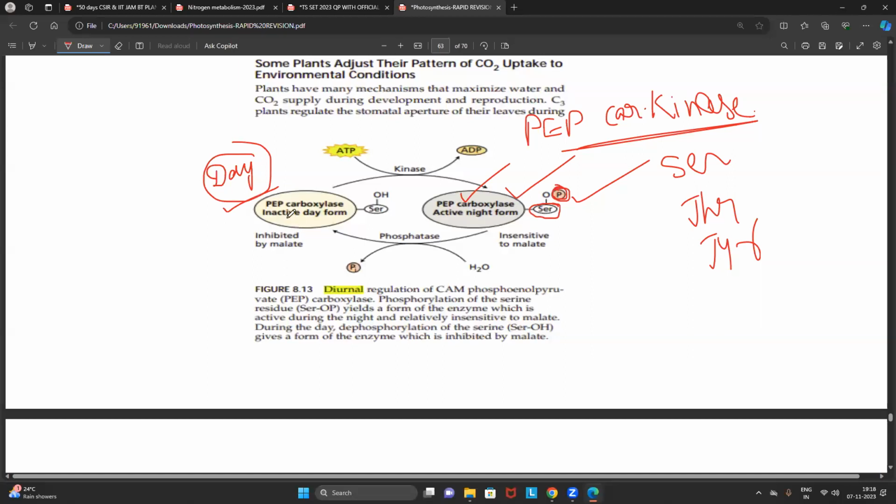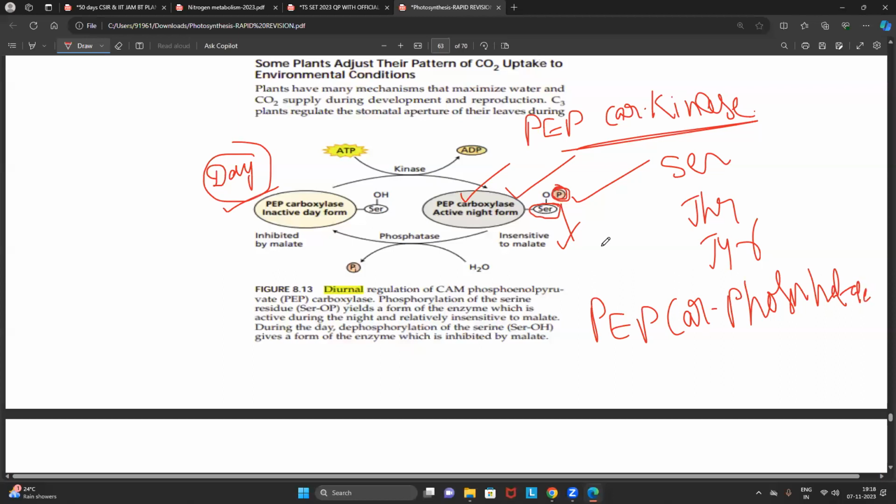Then PEP carboxylase, how does it get inactivated? Once the phosphate group is removed, obviously it becomes inactive. How will it get inactivated? Someone has to remove the phosphate group. So who is that enzyme? PEP carboxylase phosphatase is the enzyme.